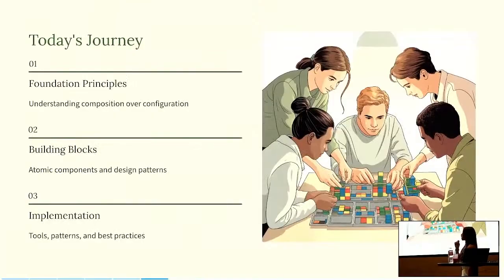So first, we're going to talk about the foundation principles, understanding this philosophy that Kent C. Dodds came up with. This is a React philosophy for compound components, where we compose over configuration. So we try to make the building blocks and not have one singular component be configured to do like 10 different things. We want each component to do one thing and one thing really well.